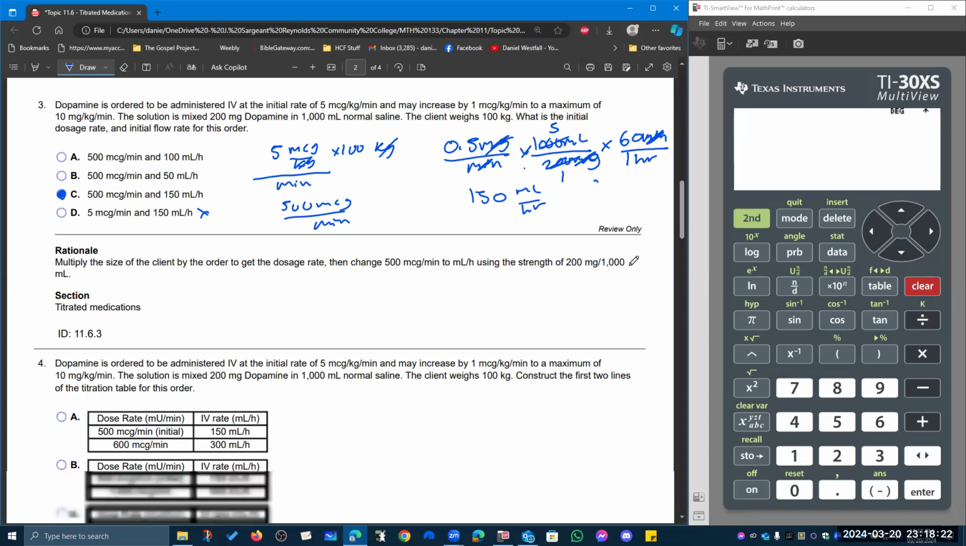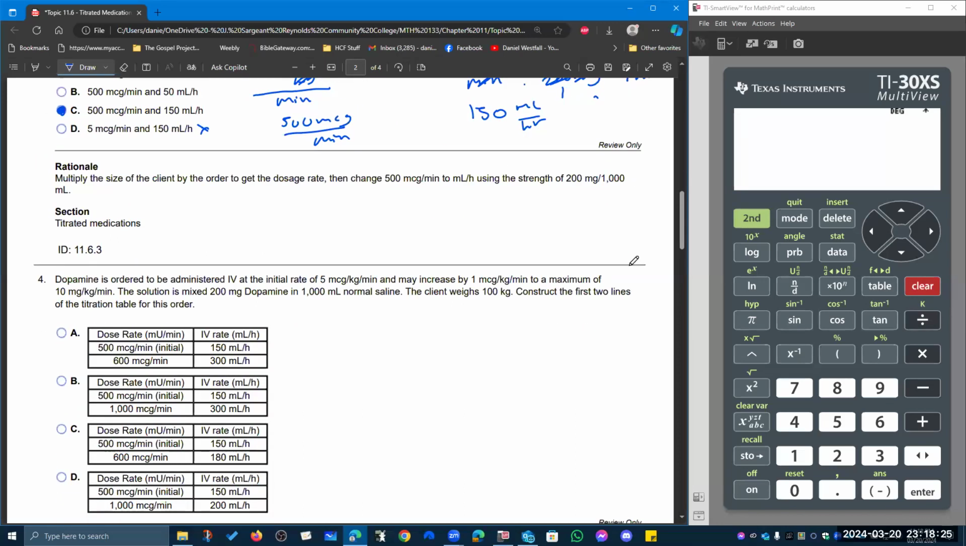Same problem here. So we're going to look for 500 micrograms per minute and 150 milliliters per hour. And I think they all say that. They do. So now I want to increase by 1 microgram per kilogram per minute, and there was 100 kilograms. So we're going to increase to 600 micrograms per minute. So that one's out and that one's out.